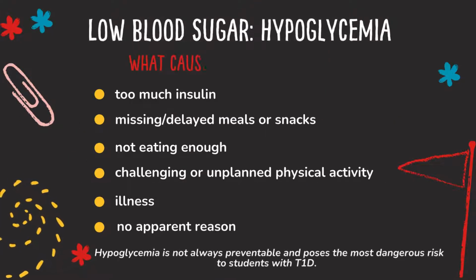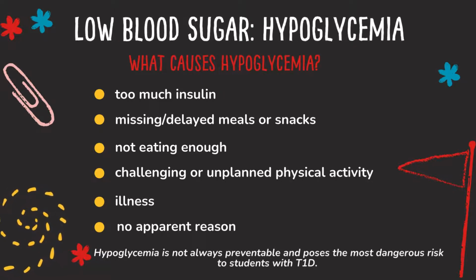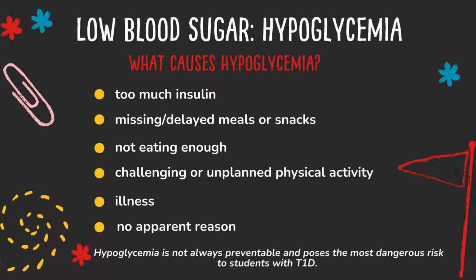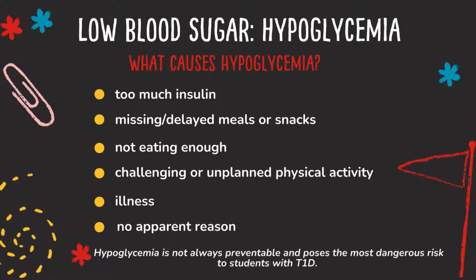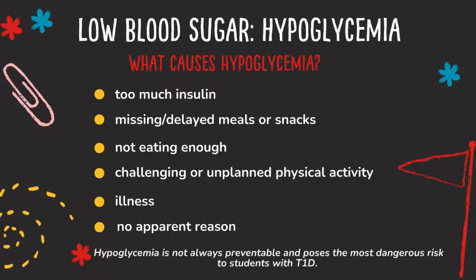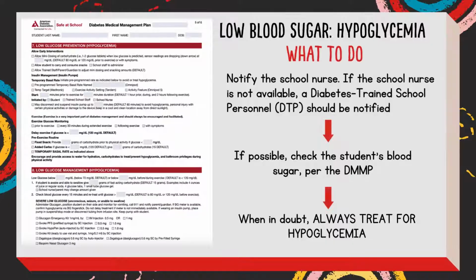For most students, a blood glucose level of 70 milligrams per deciliter or less is considered hypoglycemia. Hypoglycemia can be caused by a variety of factors, including having too much insulin on board, missing or delaying meals or snacks, not eating enough, unexpected physical activity, illness, or, in some cases, especially in children, hypoglycemia can happen for no reason at all. It is not always preventable and poses the most dangerous risk to students with type 1 diabetes. So, what do you do to help a student who is experiencing low blood sugar or hypoglycemia?